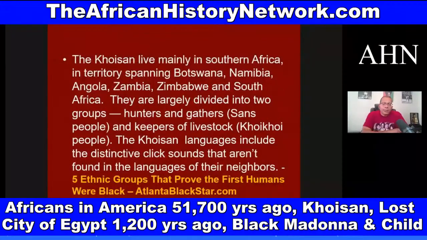Now, the Khoisan live mainly in southern Africa in territories spanning Botswana, Namibia, Angola, Zambia, Zimbabwe, and South Africa. They are largely divided into two groups: hunters and gatherers, the San people, S-A-N-S, and keepers of livestock, the Khoi people. The Khoisan languages include distinctive click sounds that are not found in the languages of their neighbors.